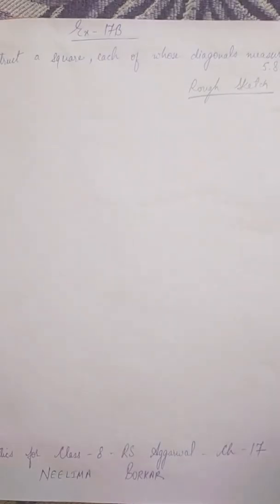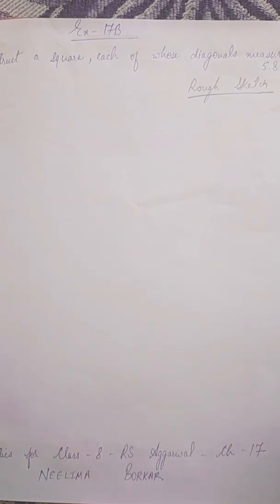So the diagonals they have given as 5.8 and they haven't told anything about the length of the sides of the square. So we know that all the sides of a square are of equal length, diagonals bisect each other, the lengths of diagonals are also equal, and each of the sides makes a 90-degree angle. So it has four right angles. Okay, so first we will form a square.